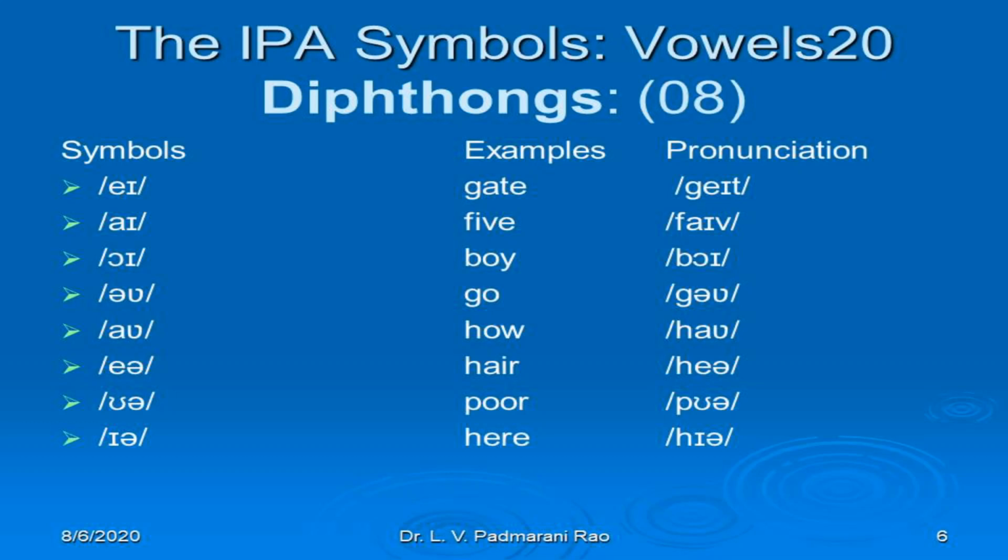The next one is a combination of a and i, pronounced as ai. Now this is easier for us because we have it in our language. As in five. The next diphthong is a combination of o and i, as in oi. The example for this is B-O-Y, boy.